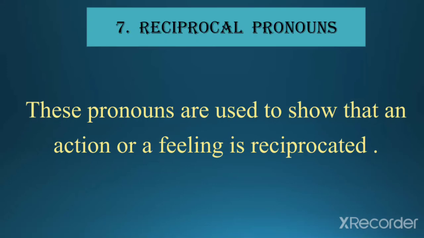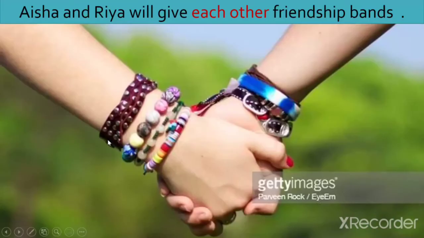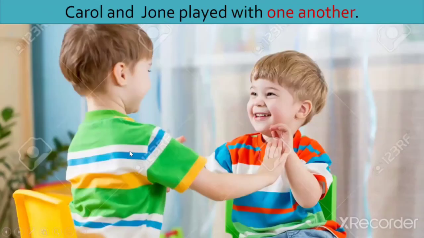Reciprocal pronouns. The word reciprocal means to give back to an action or a feeling which is reciprocated. Reciprocated means given back. So there are only two kinds of reciprocal pronouns, each other and one another. So let us see the example. Aisha and Ria will give each other friendship bands. So each other is the reciprocal pronoun here.